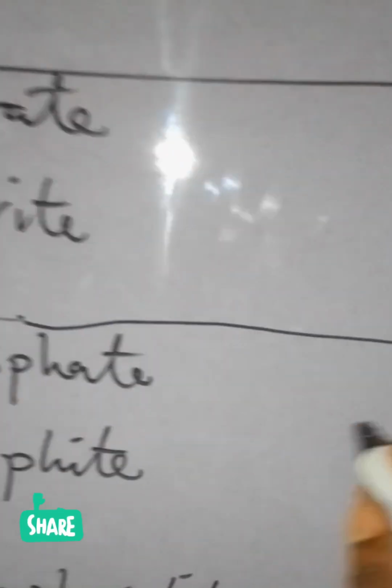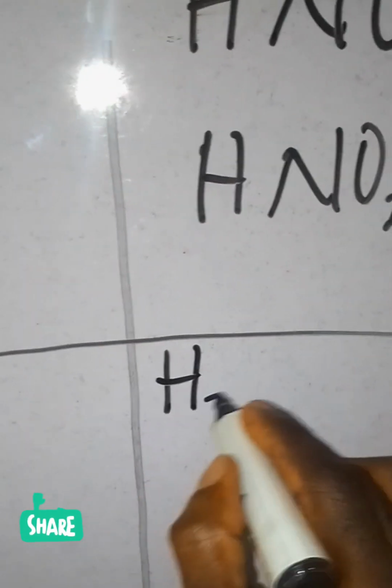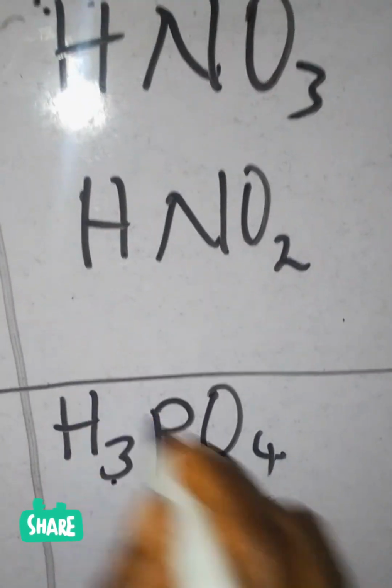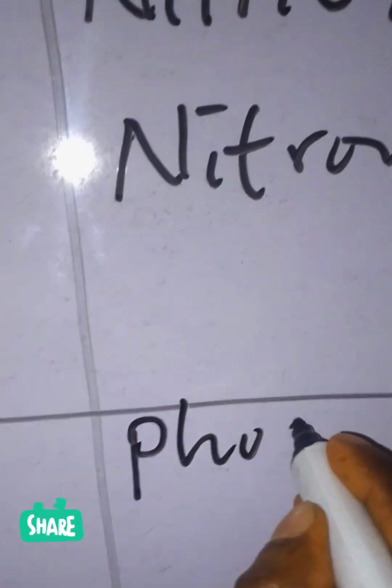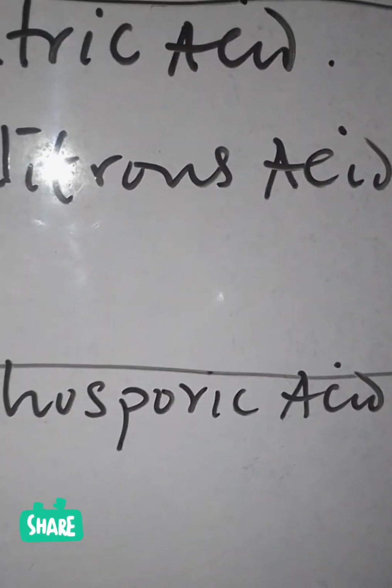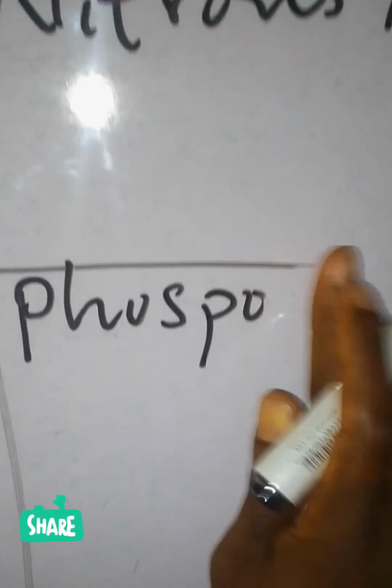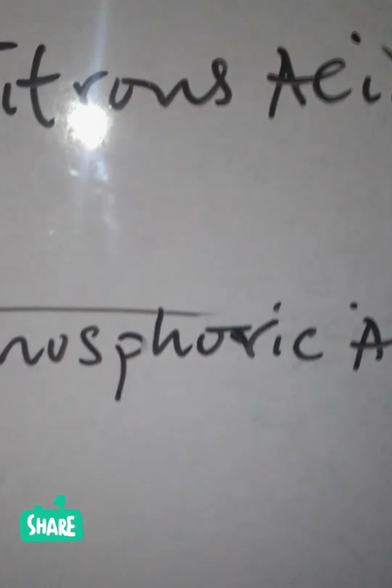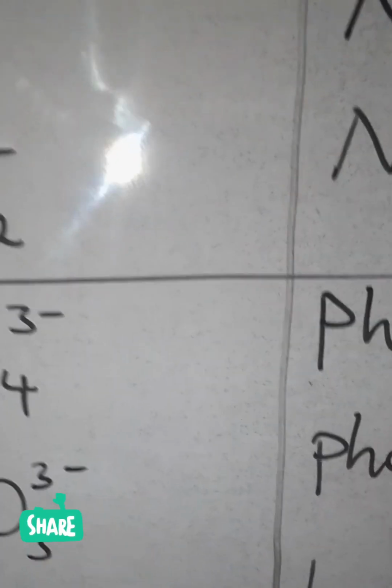That is nitrous acid. Coming to PO4 3-, which is phosphate. The phosphate will give us H3PO4. Remember, the 3 minus comes here, 1 plus comes here. So this phosphate is going to give us phosphoric acid. Sorry, the spelling, phosphoric. Phosphoric acid. The next is PO3 3-, which is phosphite.